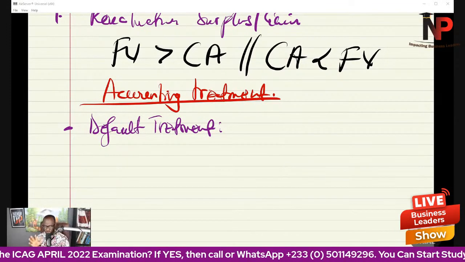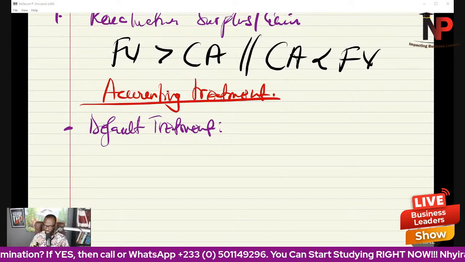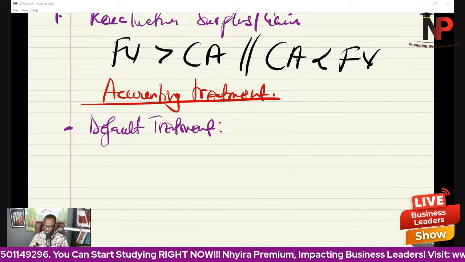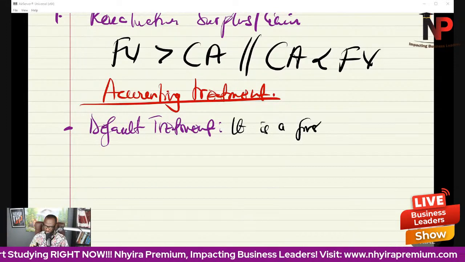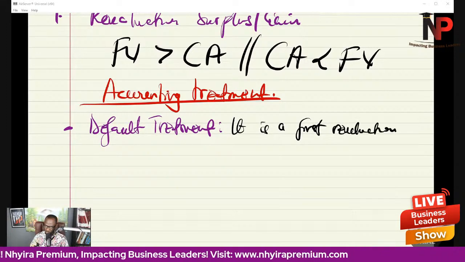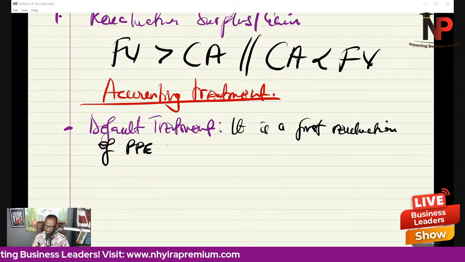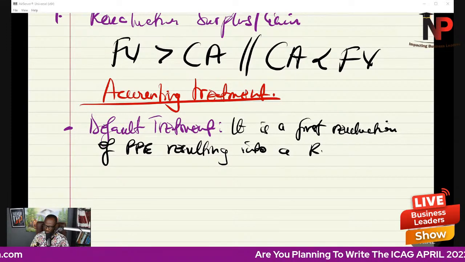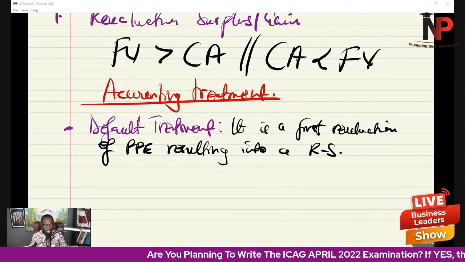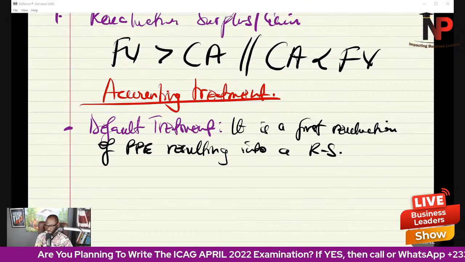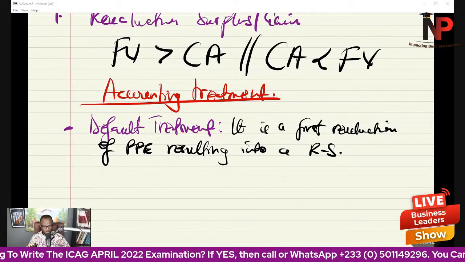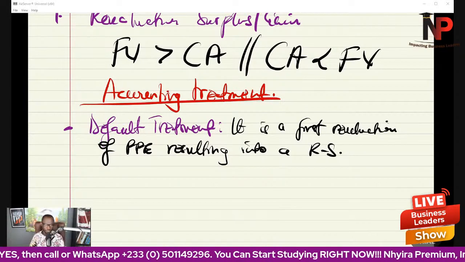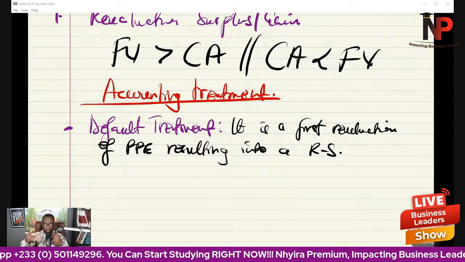Now, the default treatment is where an asset is revalued for the first time, and it results into a revaluation surplus. So it is a first-time revaluation of PPE resulting into a revaluation surplus. That's it. So an entity buys an asset, let's say 4 years ago, and this year is the first time they decided to revalue the asset. If they decided to revalue the asset this year, the question is, how do we treat it? That is the default treatment.